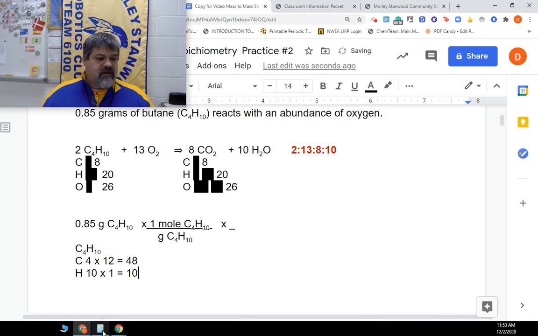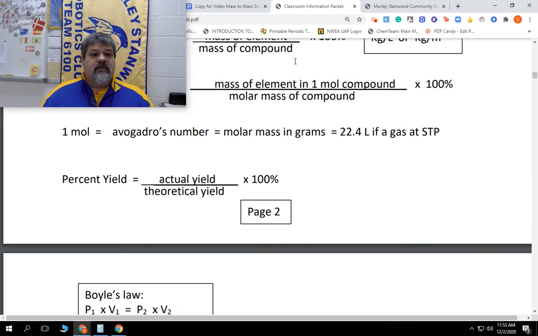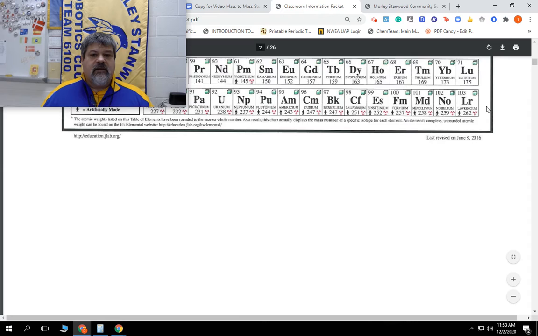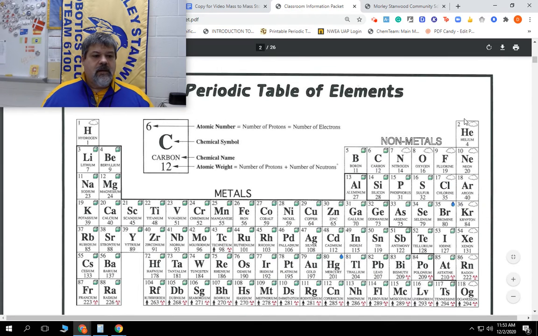So let's go ahead and double check this. First, let's double check and make sure that the atomic weights are right: 12 for carbon and 1 for hydrogen. So let's go back to our packet here and scroll up to get our periodic table. Okay, hydrogen is 1. That's the atomic weight, and the atomic weight for carbon is 12. So we're good with that one.